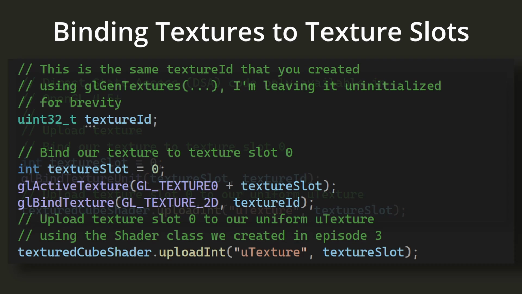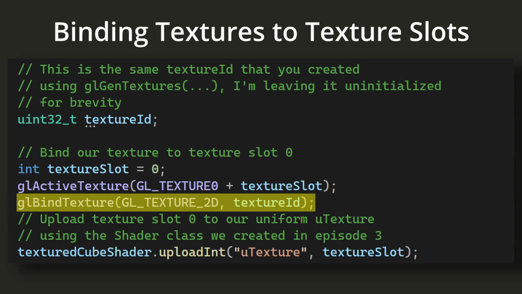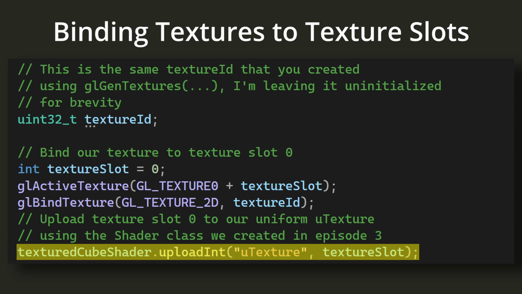In the stateful version, you'll notice that we must first activate the texture slot. This allows OpenGL to associate any of the following commands with that texture slot. I use the enumeration GL_TEXTURE0 and then add whichever texture slot we're targeting, which should give the proper enumeration value. Next, we bind the texture. This sequence of commands effectively binds the texture to that texture slot. Finally, we upload the integer that represents the texture slot to the shader uniform variable.